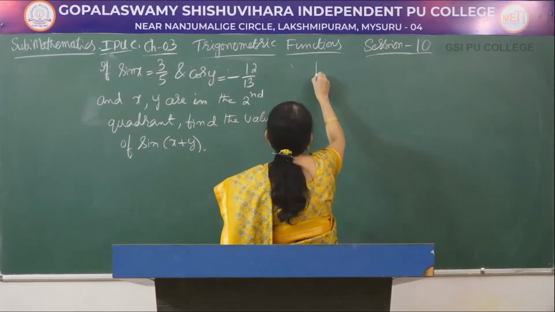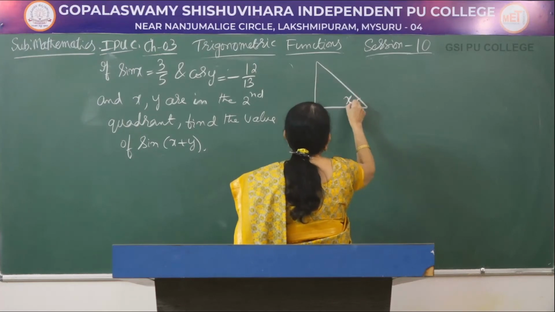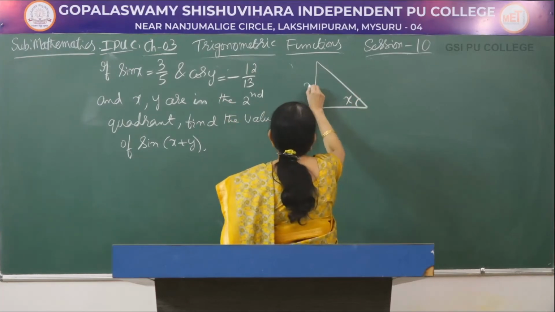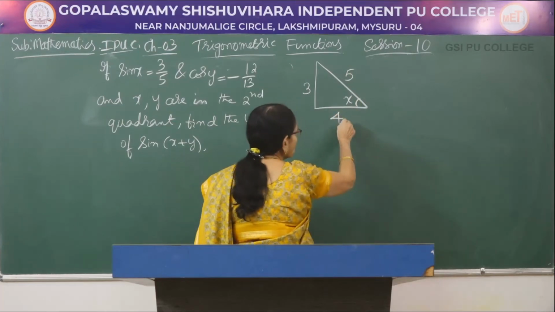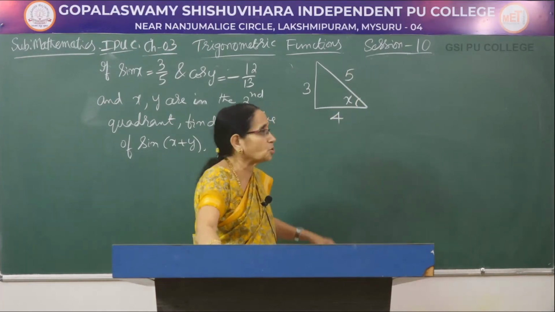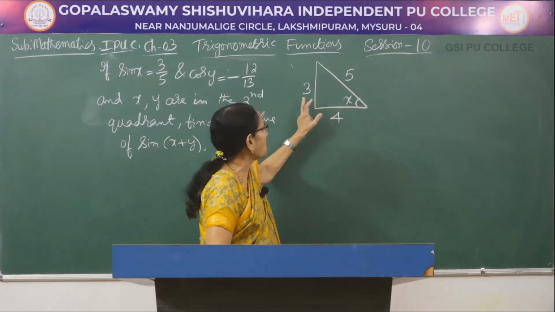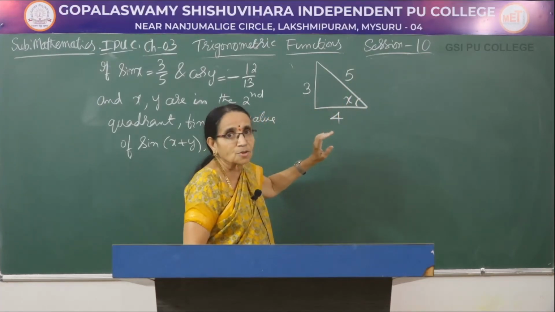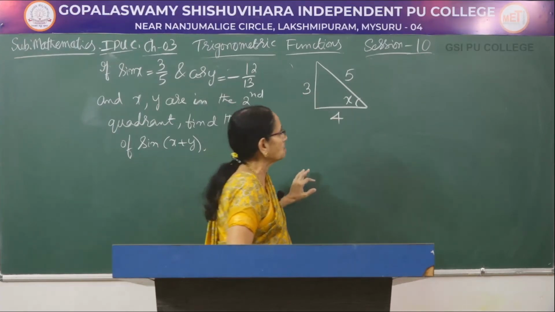Let me consider the first triangle where I mark the angle as x. Now, sin x: opposite is 3, hypotenuse is 5. When you calculate this, the third side becomes 4. We have come across such values before. Using the Pythagoras theorem, 5 square 25 minus 3 square 9, that is 16, root 16 is equal to 4, or you can show the calculation also.